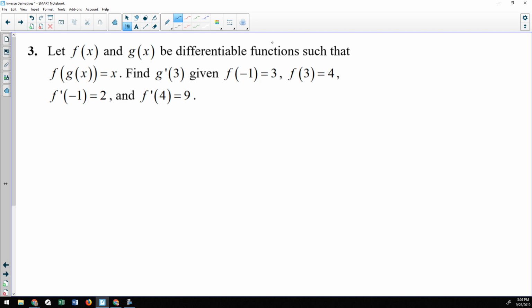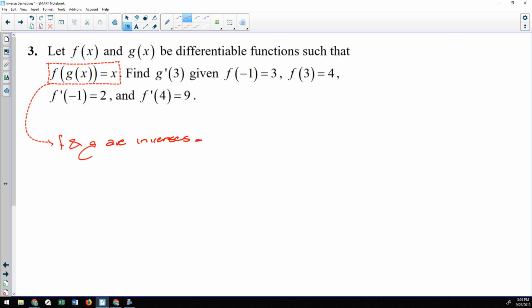Let f and g be differentiable functions such that f of g of x is equal to x, and then all of this other stuff. We need to find g prime of 3. There are a couple of ways we could do this. I'm going to start by recognizing this right here, because inverses are defined such that the composition of the function and its inverse will give you x. So if they tell you that f of g of x is equal to x, that's a fancy way of saying that f and g are inverses. They may not explicitly tell you that it's an inverse problem, but you need to recognize that property. So f and g are inverses.